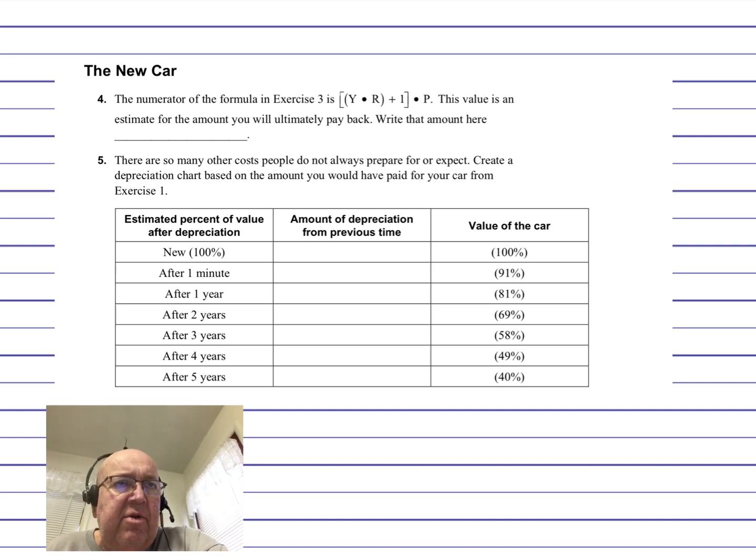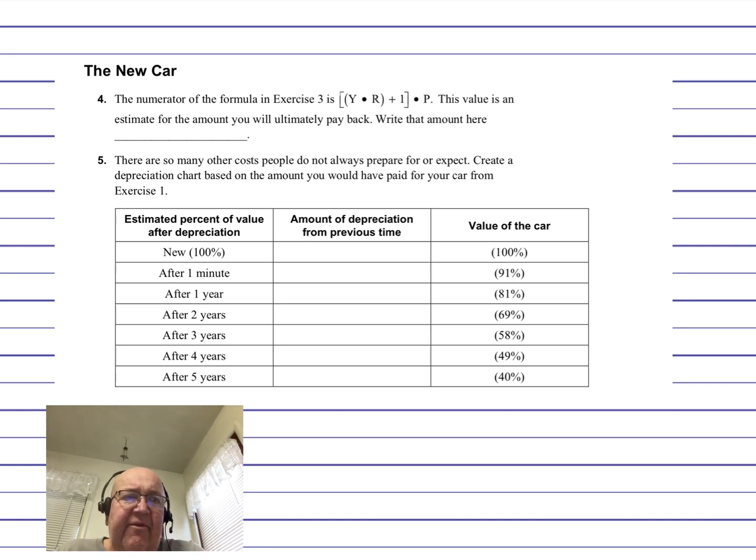It says the numerator in that formula is the value of how much you'll actually pay back. Now, you'll find that this is more than the value of the car you're buying because you're adding interest. And that's the idea of a loan. So, depending upon the interest rate you chose and the number of months, it could be a large amount more than what the car's price is, or just a small amount, depending on the variables that you selected.